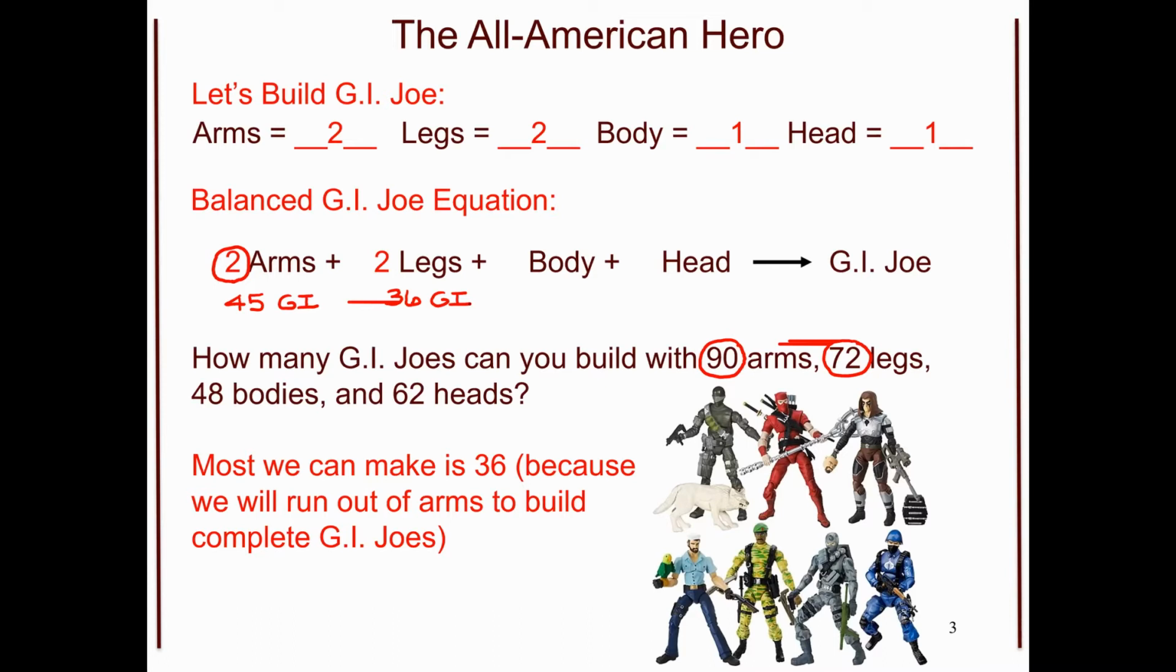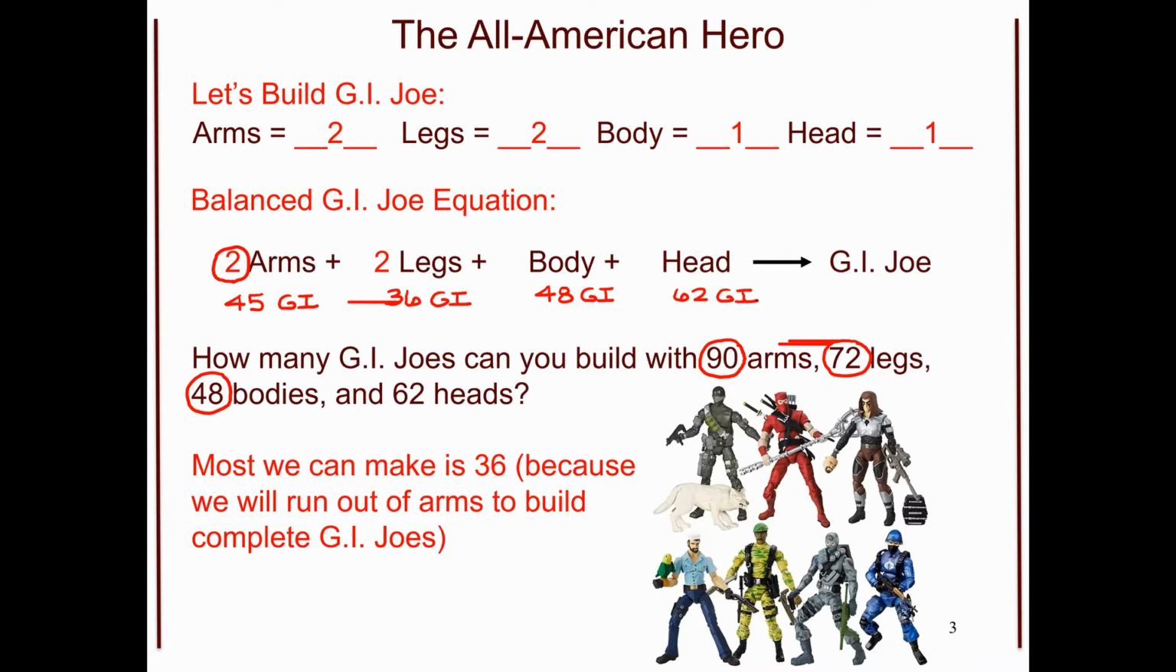So if I look at my bodies, notice that I have 48 bodies. So that means that I would get 48 GI Joes. And finally, I have an abundance of heads, and you'll notice that I could build 62 GI Joes with heads alone. So what does this mean?